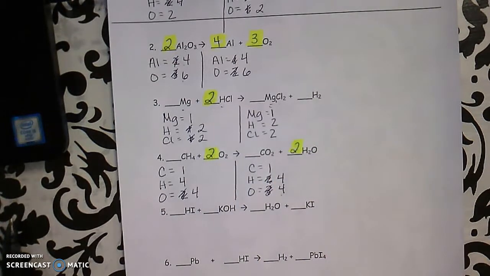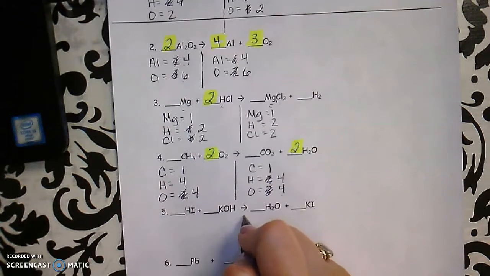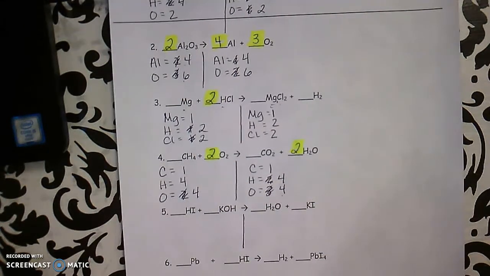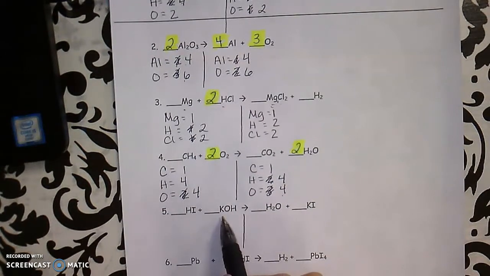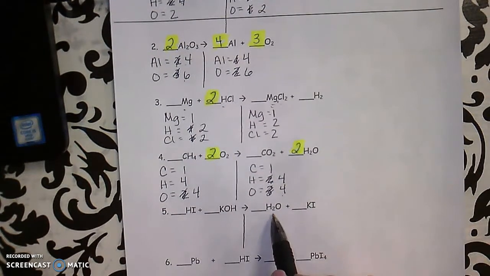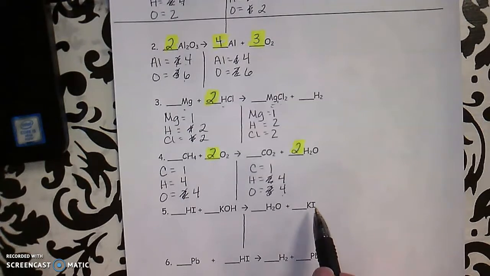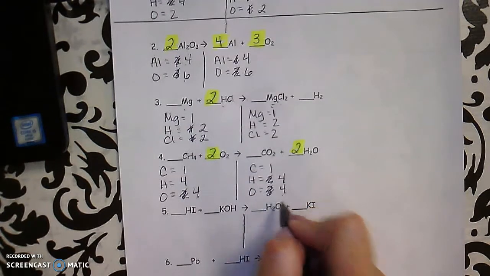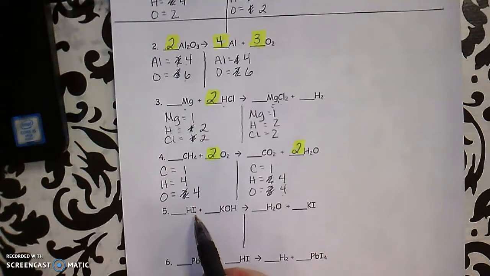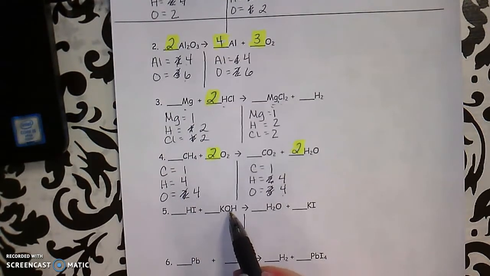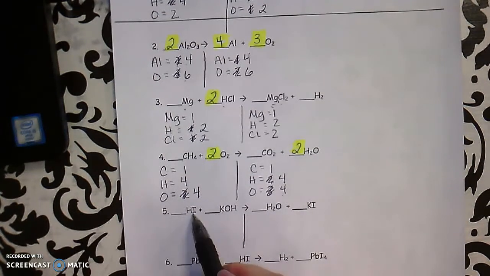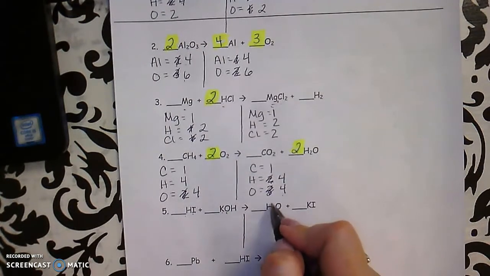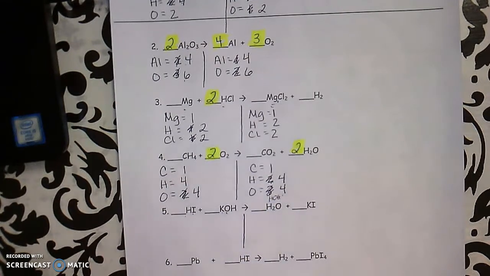And then the last one I'm going to work with you, number 5, before I let you loose, is this one. This is a double replacement reaction. We have hydroiodic acid, HI, plus potassium hydroxide makes H2O, water, and potassium iodide. And if you think of water as HOH, you can see where this is a double replacement reaction, where basically hydrogen and iodine break up, potassium and hydroxide break up, and they switch. K goes with I, and H goes with OH. And that's where it makes HOH, which is water.